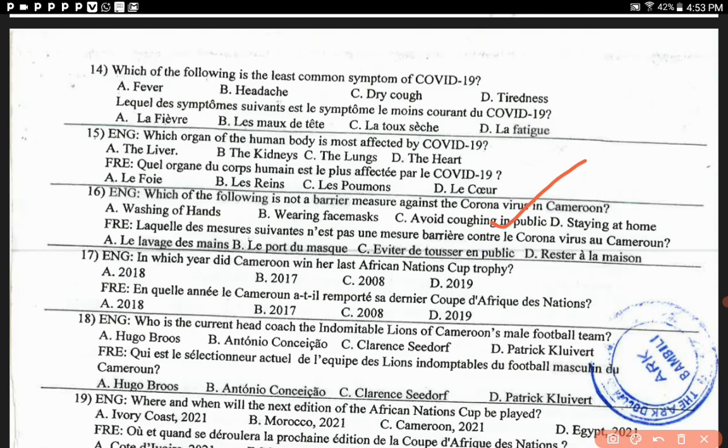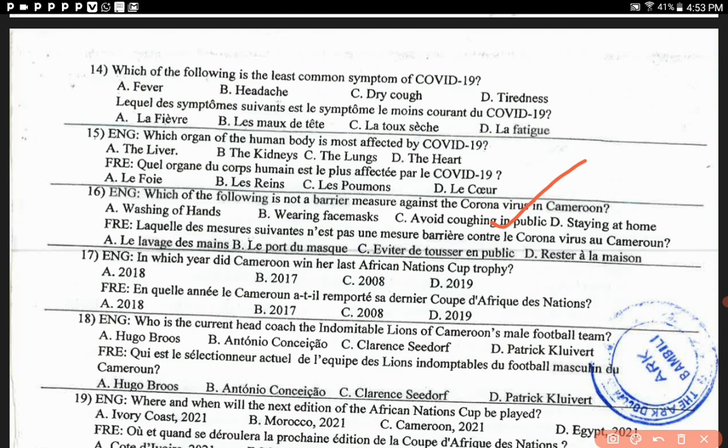So question 17. In which year did Cameroon win her last AFCON? Yes, African Nations Cup trophy. Now, for football lovers, you will never forget that the answer is 2017.